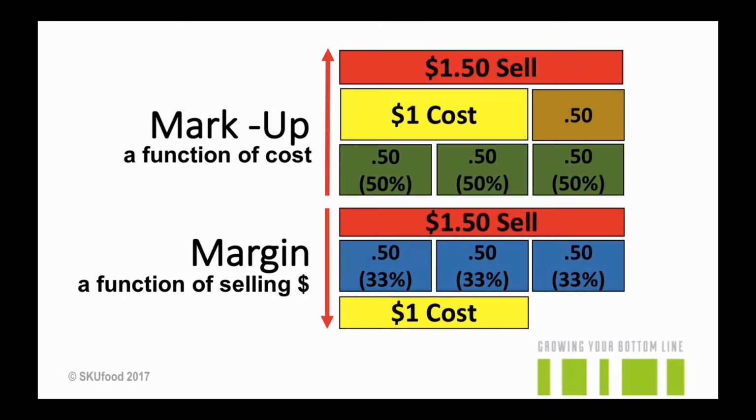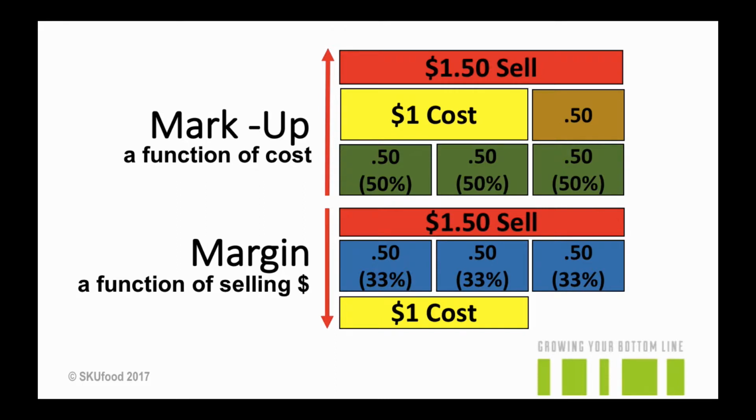Let's look at a couple more examples here to try to clear this up. Markup is on the top here, and markup is a function of cost. So if we look at in the yellow box, it costs $1 for the product, and it's going to sell for $1.50 if you have a 50% markup. So if we go back and break this down, you can see that 50% of a dollar is 50 cents. So if you mark it up 50%, it's going to be marking it up by 50 cents. So the selling price is going to be $1.50.